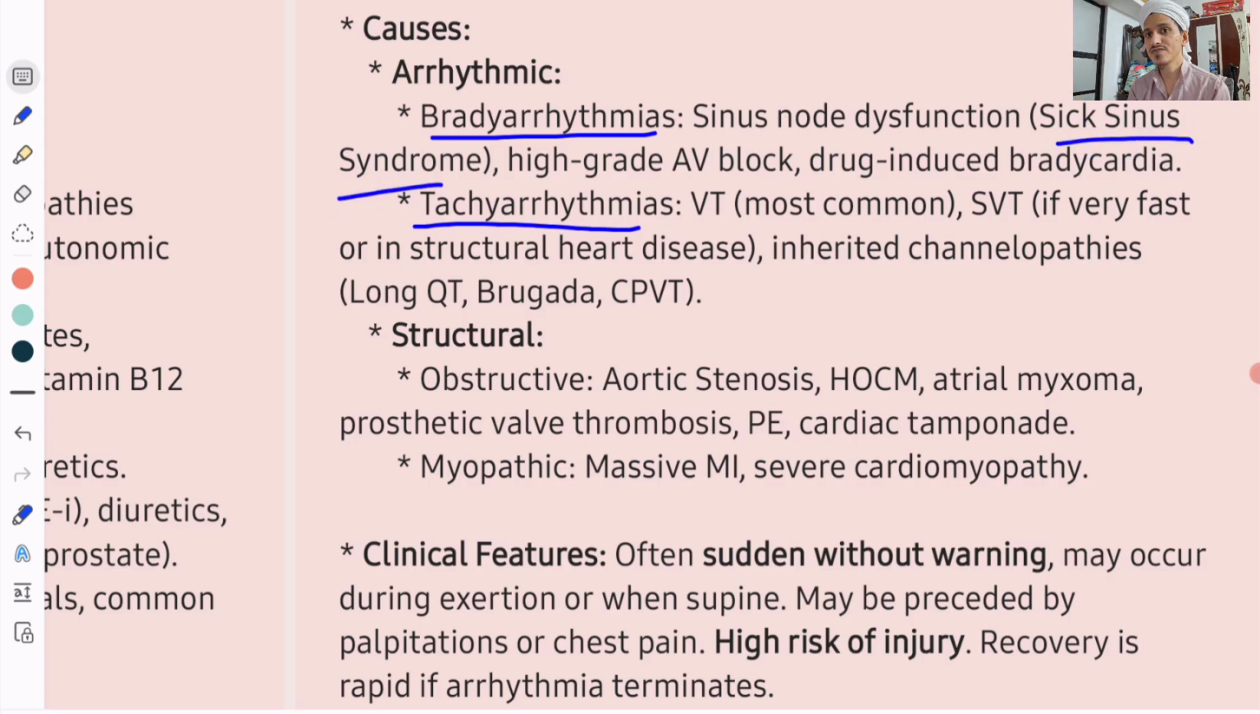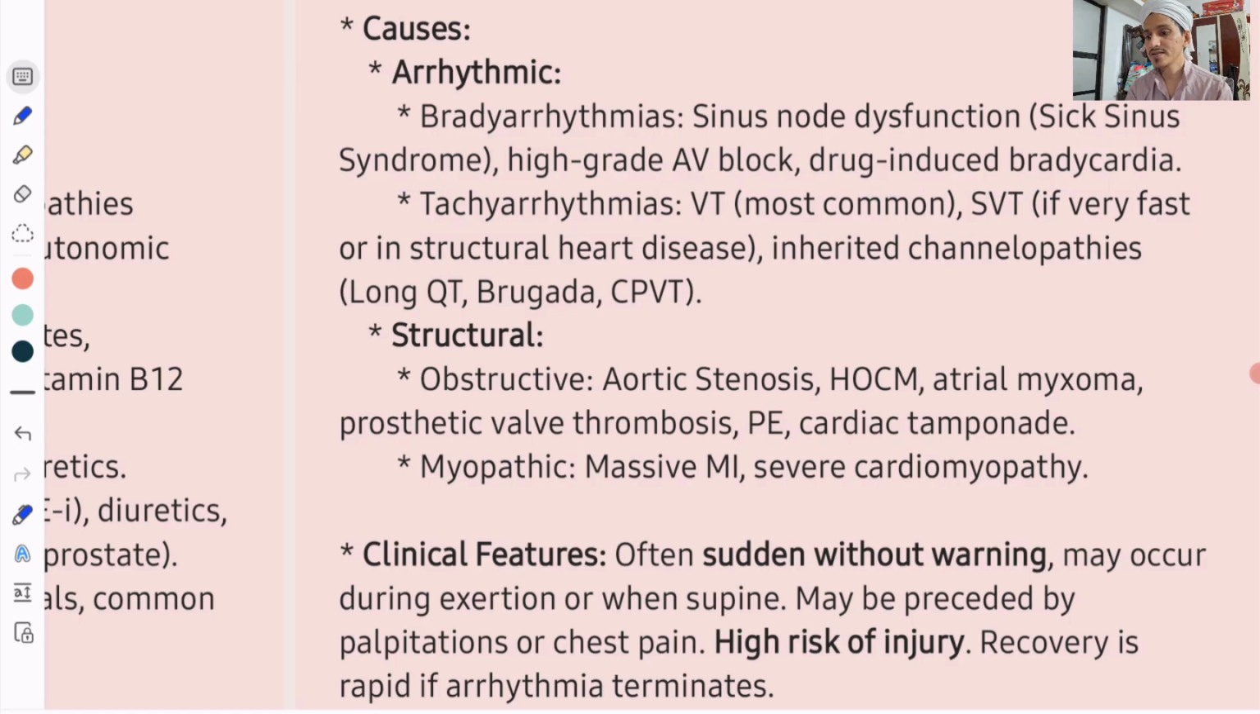And the syncopal attacks which will come are known as Stokes-Adams attacks. Okay, or some high degree AV block or drug induced AV block, like verapamil and diltiazem, or beta blockers, which will reduce the heart rate. So these are the causes of bradyarrhythmias. They affect the AV node or the SA node.